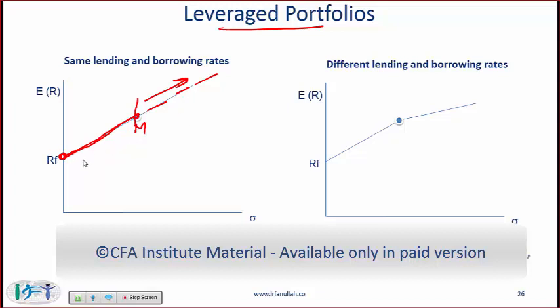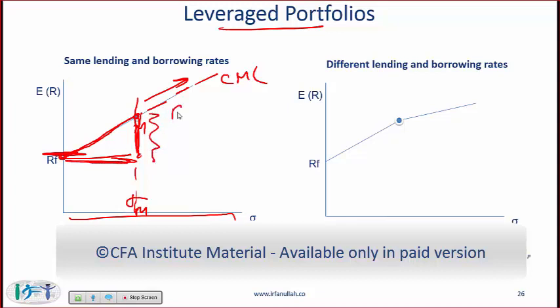You also need to know the equation for this CML line, and that equation is given right here. The y-intercept is the risk-free rate. The slope is the change in y over change in x. So what does this point represent? It's the risk of your market. So that's x. And what is this? It is the return on the market minus the risk-free rate. So that's the slope shown here, and the slope is also the Sharpe ratio, and then the x is sigma p.